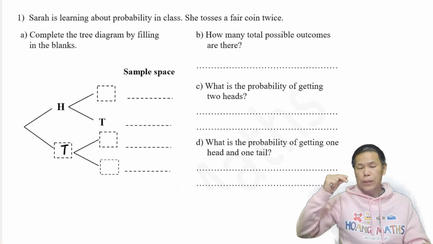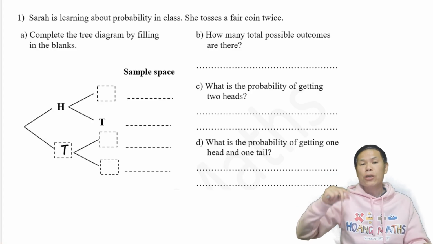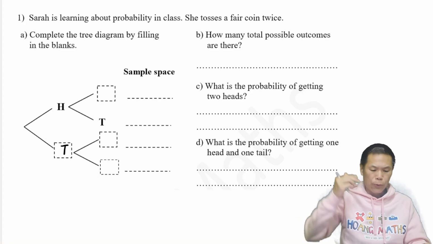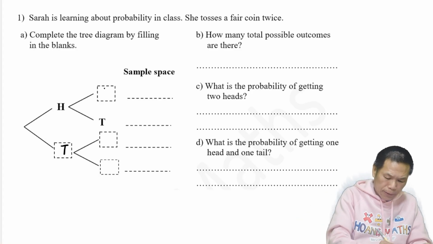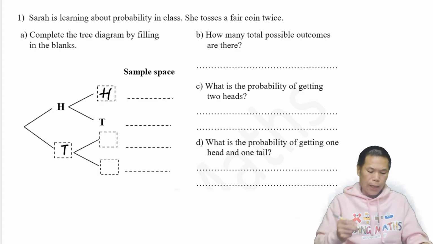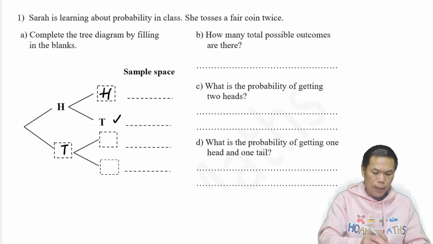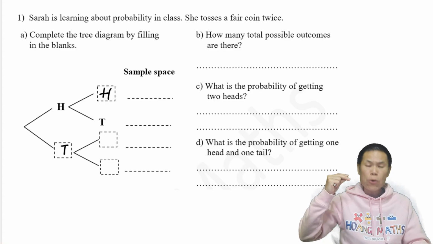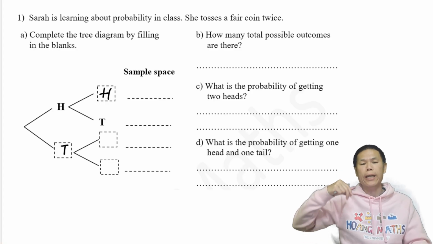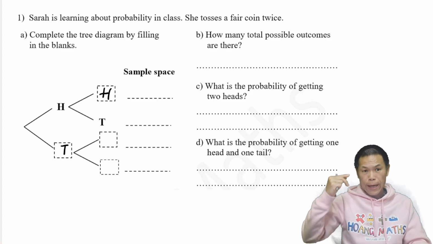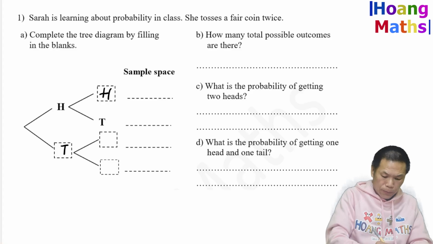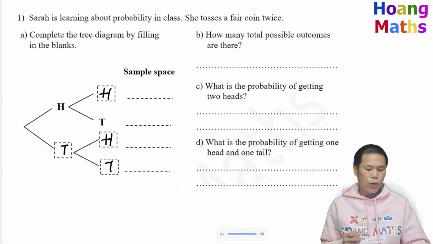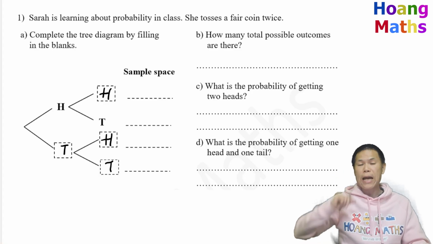And if on the first toss she gets a head, then on the second toss she either gets a head or a tail. So a head or a tail. So that's it, and tail is done for this. For the first toss, if she gets a tail, then on the second toss she either gets a head or a tail as well. So head or tail. So there you go. We're done with the tree diagram.